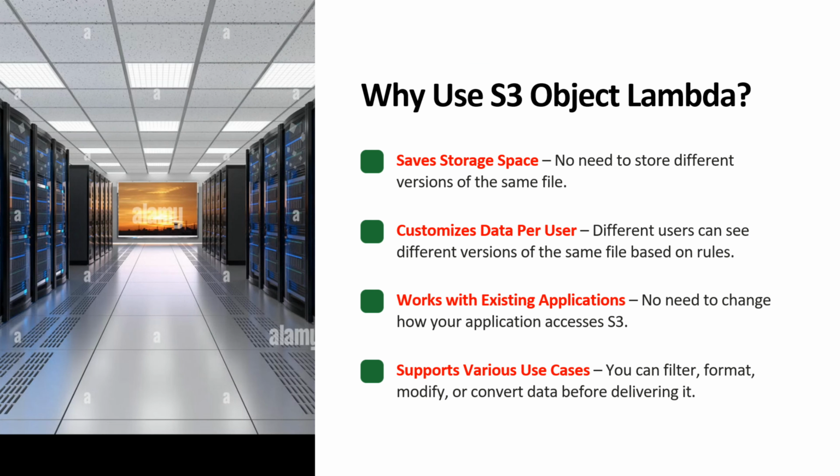Why do we have to use S3 Object Lambda? First point is save storage space. No need to store different versions of the same file. Next point is customize data per user. Different users can see different versions of the same file based on the rules. Next point is works with existing applications. No need to change how the application accesses S3. Next point is supports various use cases. You can filter, format, modify, or convert data before delivering it.